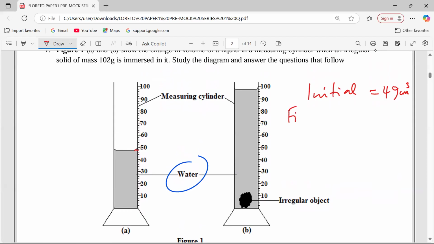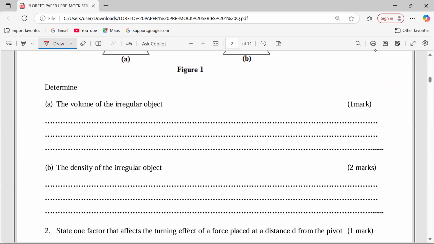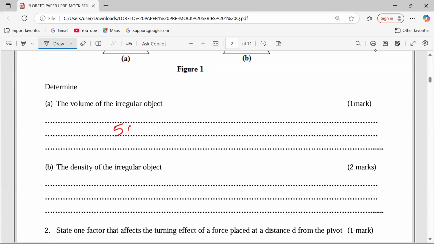What about the final volume reading? When you check where the water is rising up to, we can see that it rises up to 99, just below 100. So we consider the meniscus, not where the water is trying to rise on the walls of the container. We consider the lowest point possible. This is 99 cubic centimeters. So the volume of this irregular object shall be 99 minus 49. This gives us exactly 50 cubic centimeters. You're supposed to show your working very well.